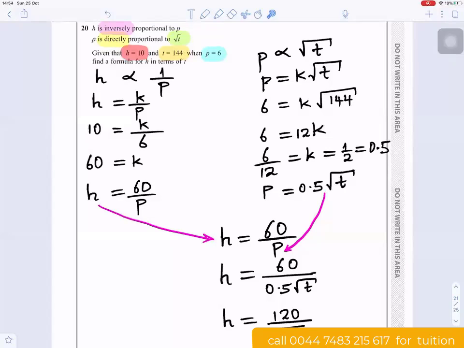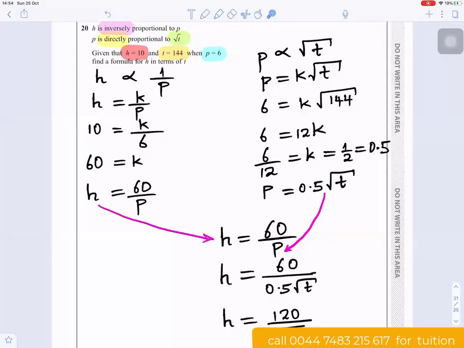Question number 20. H is inversely proportional to p. p is directly proportional to the square root of t. Given that h is equal to 10 and t is equal to 144 when p equals 6, find a formula for h in terms of t.